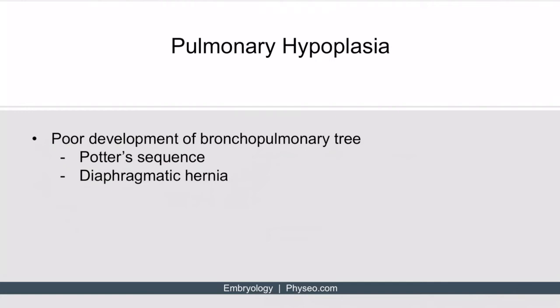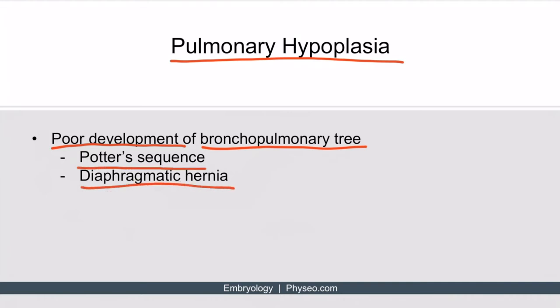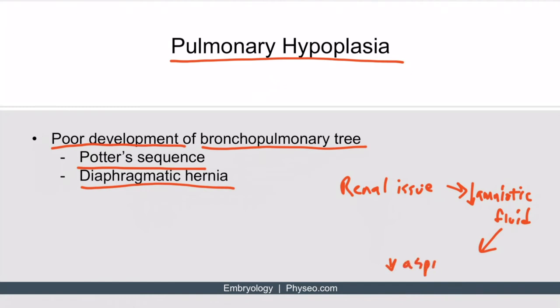If there's a failure to aspirate this amniotic fluid into the growing lung tree, then the patient can have pulmonary hypoplasia, which again is poor development of the bronchopulmonary tree. And the main two reasons causing this are Potter's sequence and diaphragmatic hernias. In Potter's sequence, there's a renal issue, which leads to decreased amniotic fluid, which leads to decreased aspiration of amniotic fluid. And this would lead to pulmonary hypoplasia. Potter's sequence is described in more detail in renal embryology. Now let's describe diaphragmatic hernias.